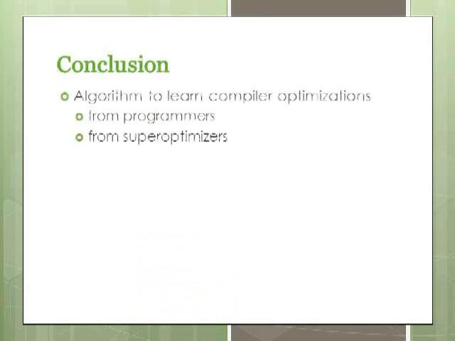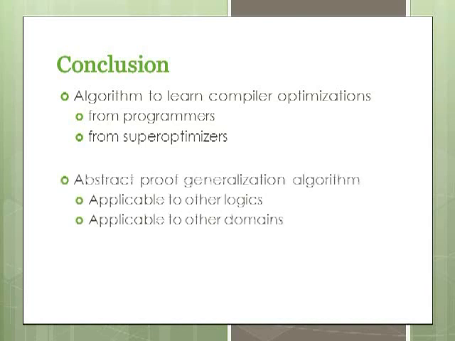So to conclude, we've designed and implemented an algorithm for learning compiler optimizations, either from programmers or from super optimizers. And in doing so, we designed an abstract proof generalization algorithm, which can be applied to other logics for reasoning about programs, and even to other domains entirely.